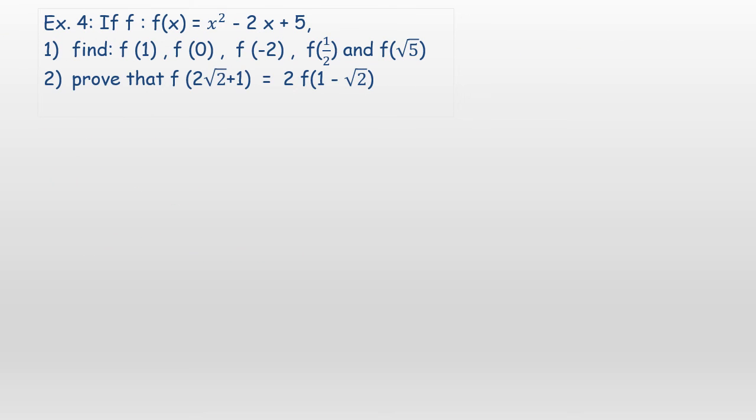This is an example: if the function f of x equals x to the power 2 minus 2x plus 5, then we want to find f of 1, f of 2, f of 0, f of negative 2, f of half, and f of root 5. Then prove that the functions are equal. Substituting x with 1: 1 power 2 minus 2 times 1 plus 5 is 4.